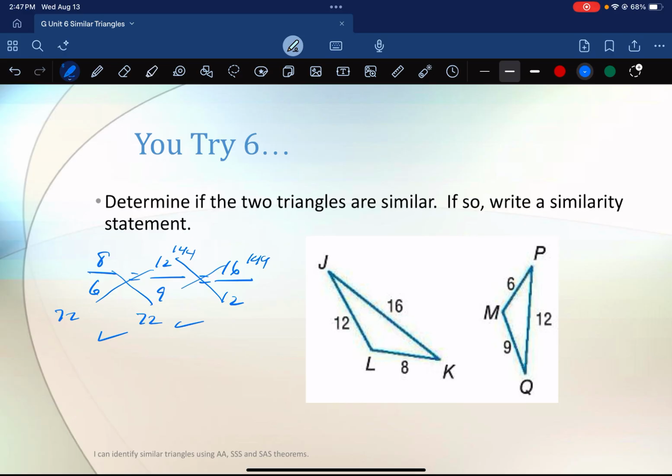So I've got side, side, side. I'm going to call my first triangle JKL, similar to J. What's J between? J is formed by the medium and the large. So here's the medium and the large. They're forming Q. K was formed by the large and the small. So 12 and 6, so P. And then we need M. Okay? This is by side, side, side similarity.